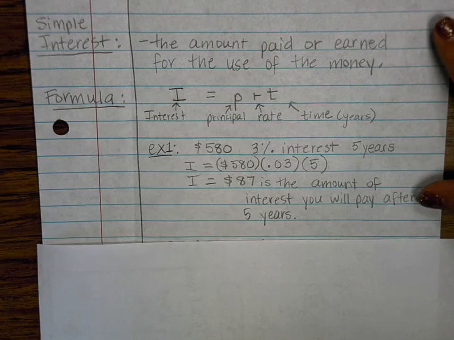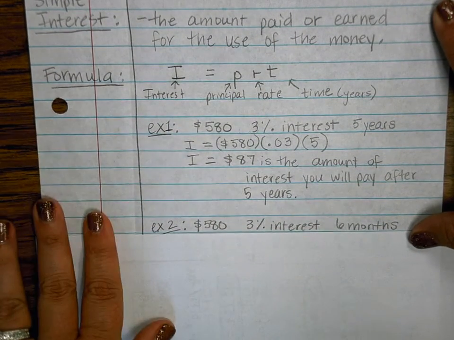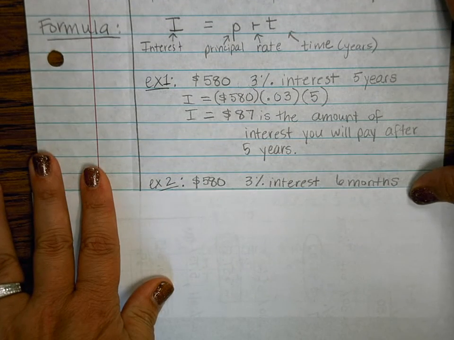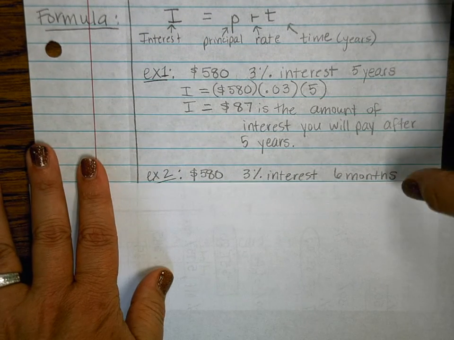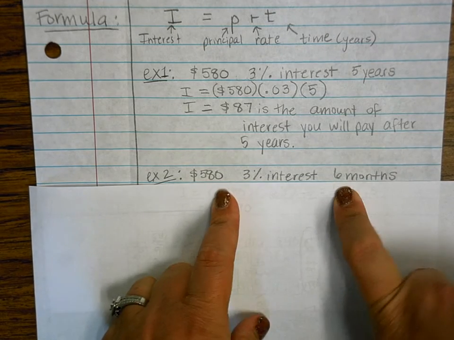Okay, let's try another example. Same numbers except I changed the time. So I have 580 again. I have 3% interest, but I changed it to 6 months.